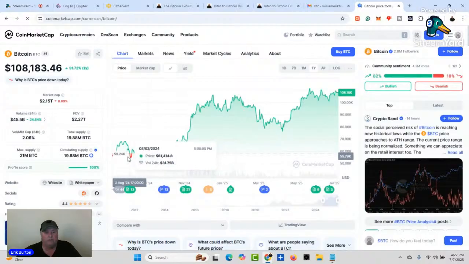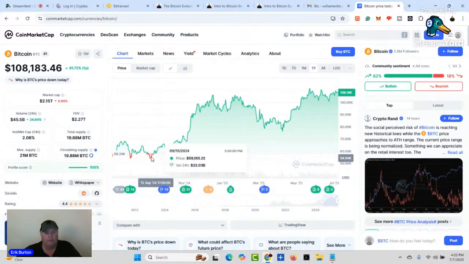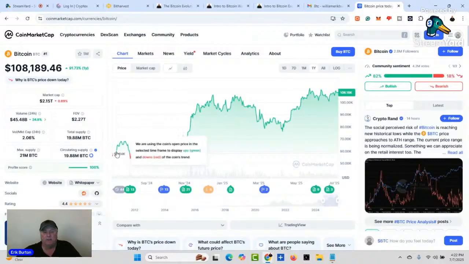And as you can see, let's see here, there was August, and there was a dip whenever I was talking in September. There was a dip right there. See that? It was about 54,000. But even then, a year ago today, it was 59,000, and now we're at 108,000. So just imagine if you had $20,000 in there, it would be worth almost 40,000 now. It would be worth about 38,000.